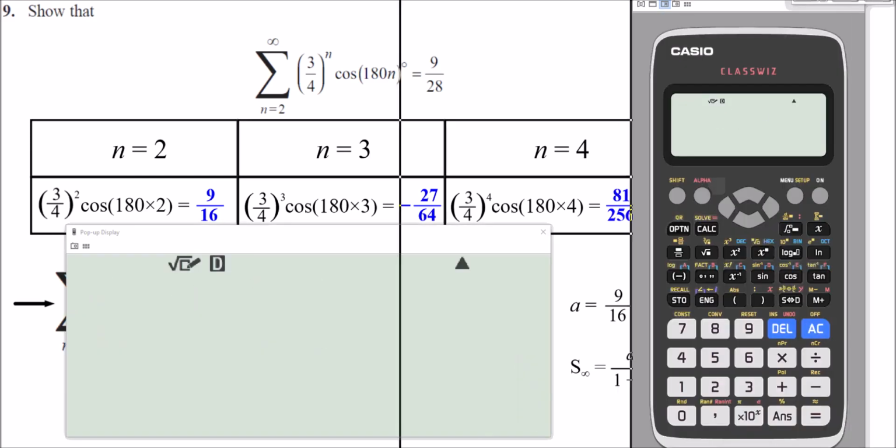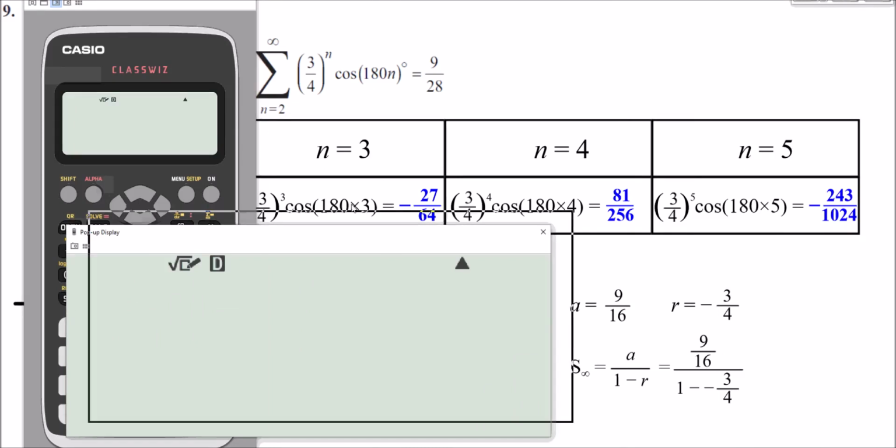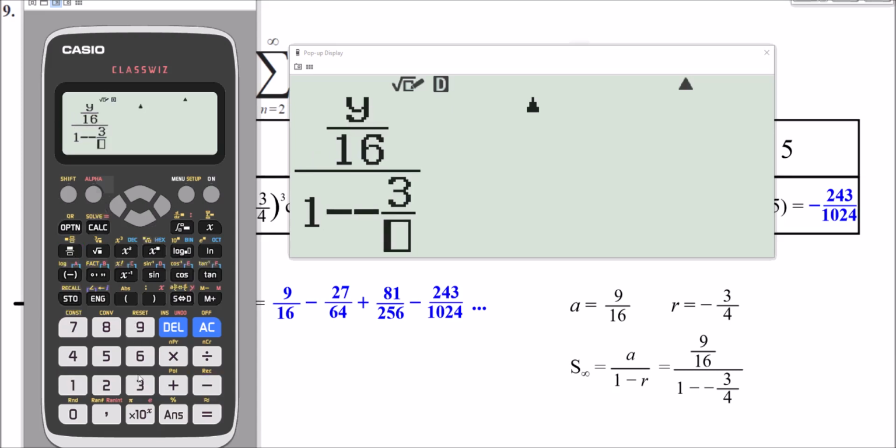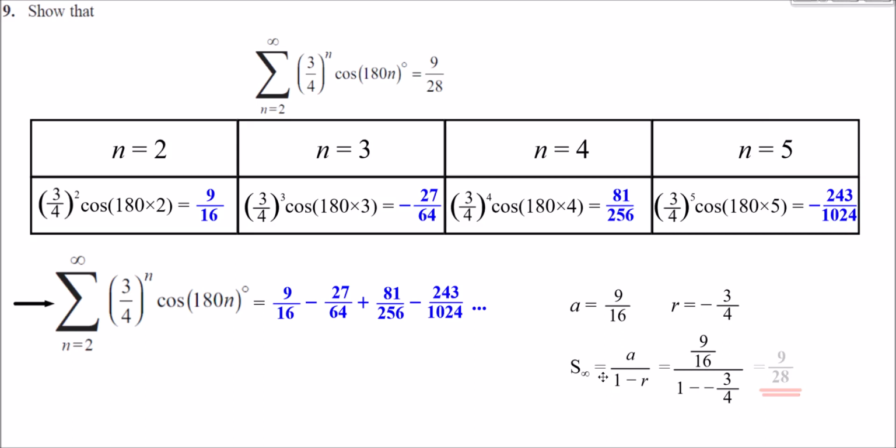I'll show you how to do it on the calculator because sometimes, with it being awkward, it can throw people off slightly. If you press fraction and then press fraction again to get a fraction within a fraction, that's absolutely fine. So 9/16, then 1 minus, press fraction, 3/4. We get 9/28. So the sum to infinity, as an exact fraction, is 9/28.